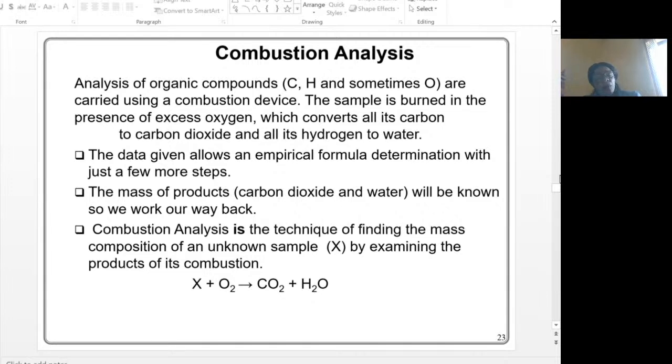Okay, so by definition, combustion analysis is the technique of finding the mass composition of an unknown sample X by examining the products of its combustion. So you have an unknown compound which is X. When you burn X in excess oxygen, it will give you carbon dioxide and water. So X is unknown, but the products, which is carbon dioxide and water, are known. So by using the masses of the products, you can work backwards to determine the mass of the unknown compound X.